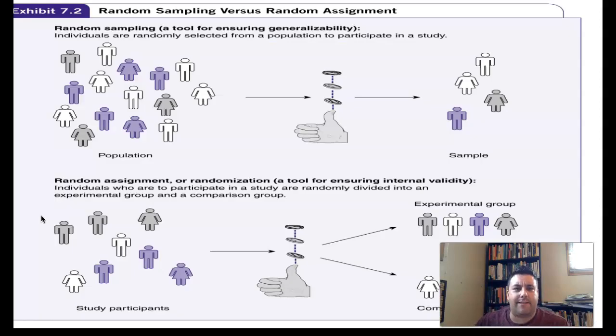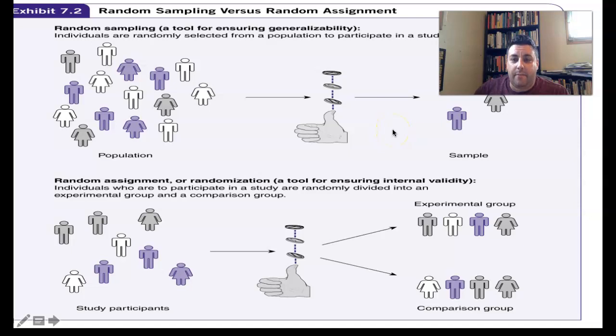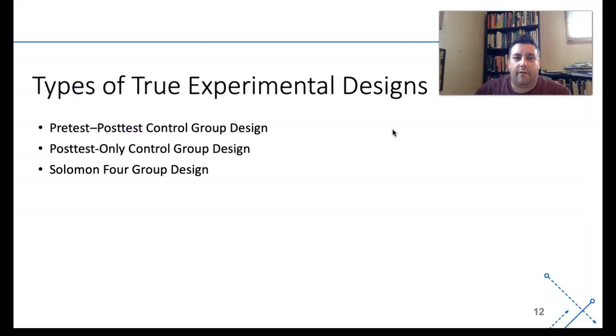But I am mainly concerned with the fact that you know about randomization and how we might do that. Here's a brief example of the difference between random sampling and random assignment. Random sampling ensures that we have a generalizable sample, right? We can generalize our results from our sample back to our population. Random assignment is a way to ensure internal validity, a term that we're going to talk about in a second. So again, these are different ideas, even though both use this idea of randomization.